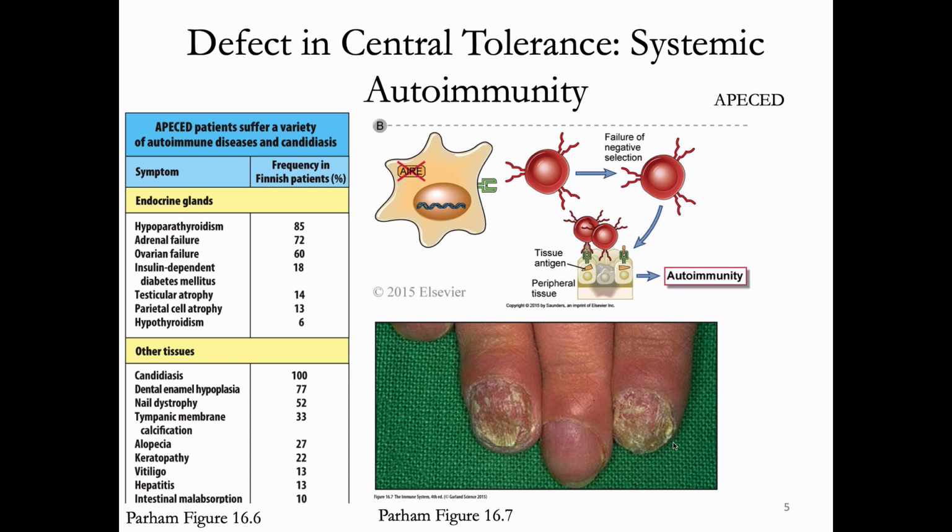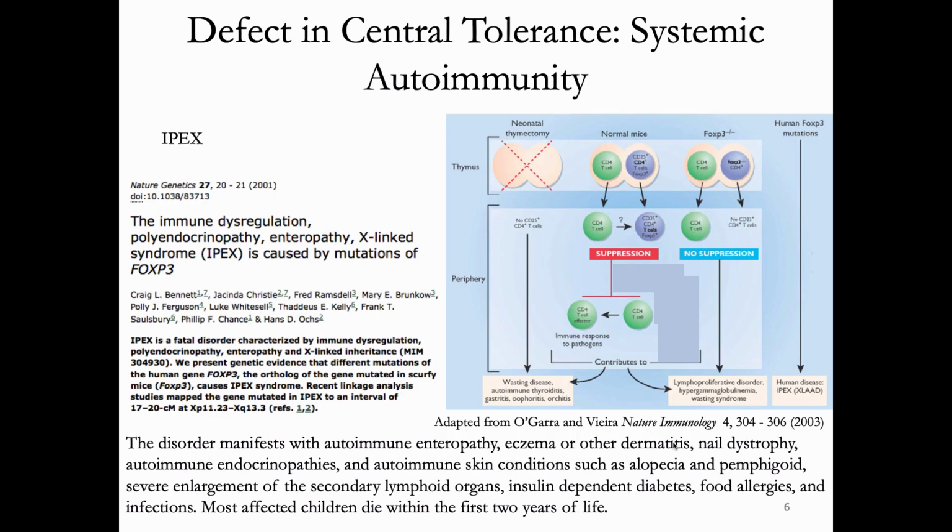These patients have multiple autoimmune diseases, and each one is a little bit different. So here you can see 85% having hypoparathyroidism, 72% adrenal failure. And so these patients will have a combination of multi-organ autoimmune diseases that will be unique from patient to patient. Most of them will have recurrent yeast infections or candidiasis, and many of them also have nail dysplasia of their fingernails. And so this is one example of what kind of things you can see if central tolerance goes awry.